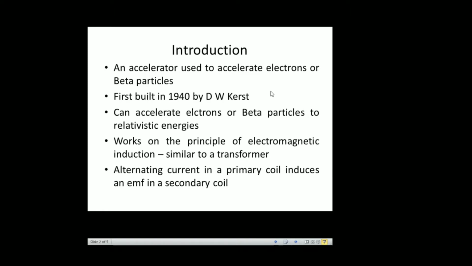High energetic electrons, we call them the beta particles, so the name Betatron. It was first built in 1940 by D.W. Kerst. It can accelerate beta particles to very high energies.